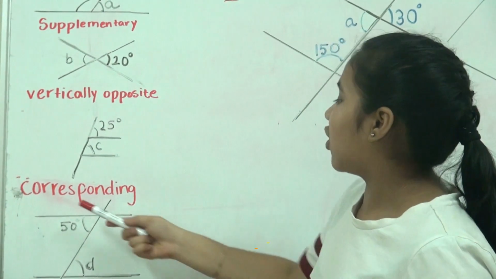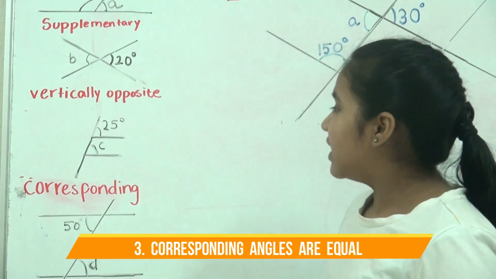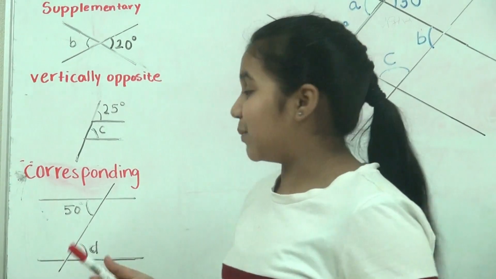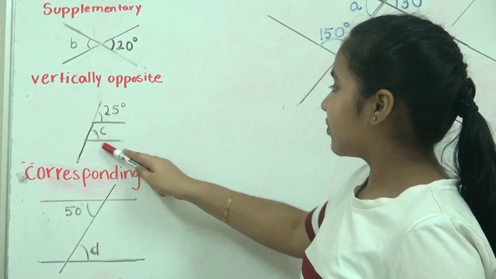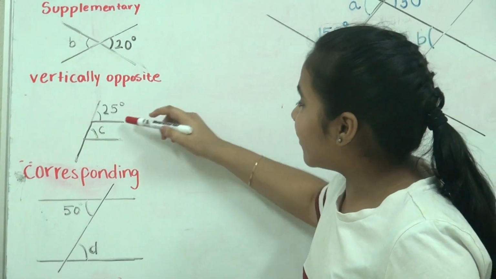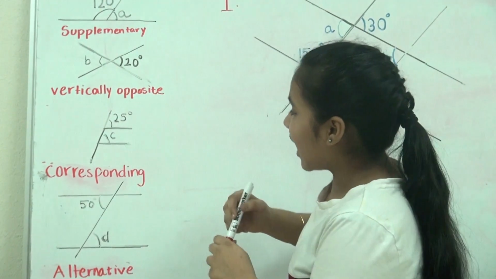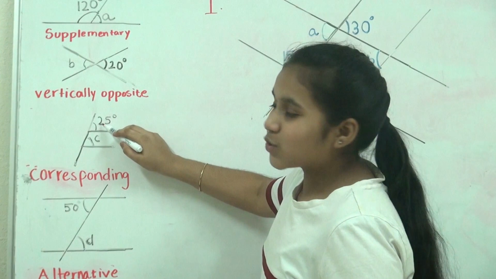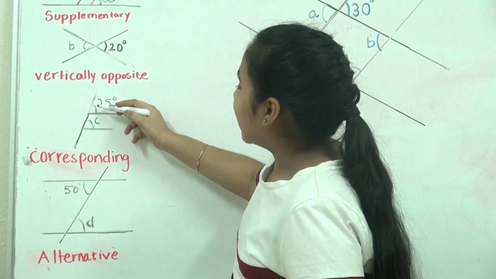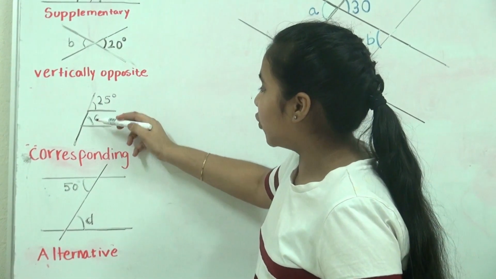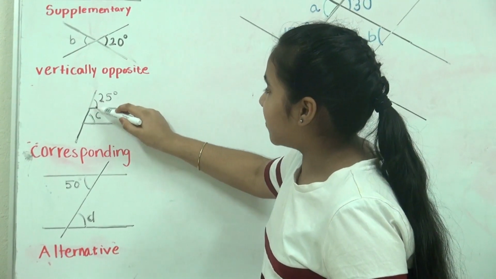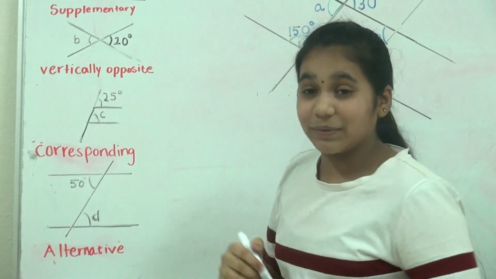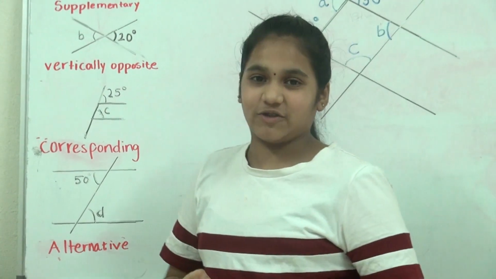The third way is called corresponding angle. If you need to remember it, you could name it as the letter F. So if you are given an angle over here, the angle which is above this line, which is 25 degrees, and the same angle which is right below, this angle is above this line, and this angle is above this line. So both the angles will be the same, which is 25 degrees.